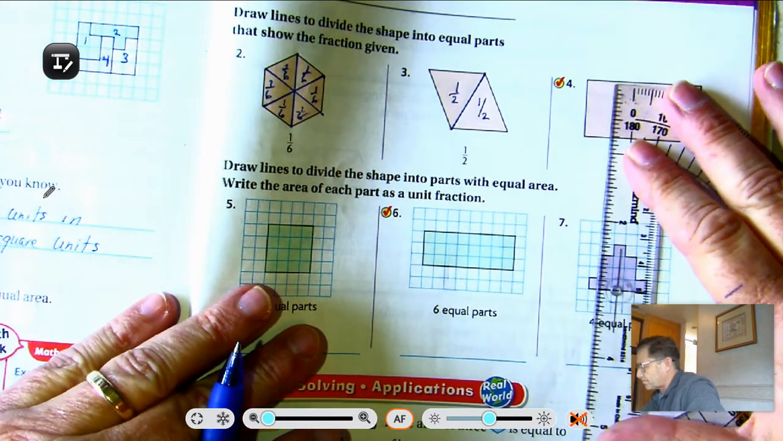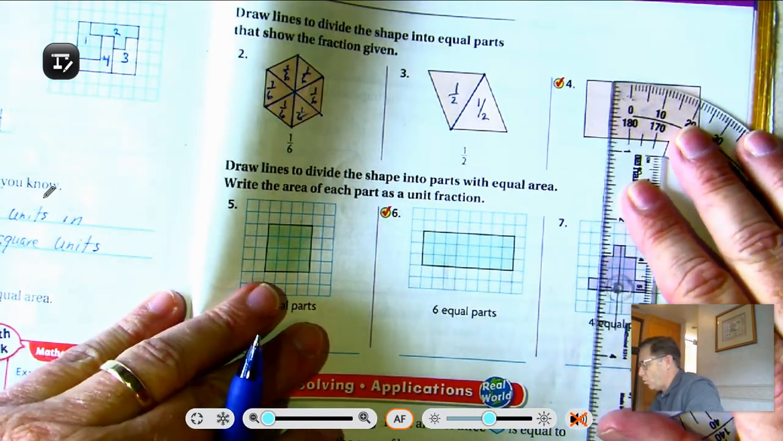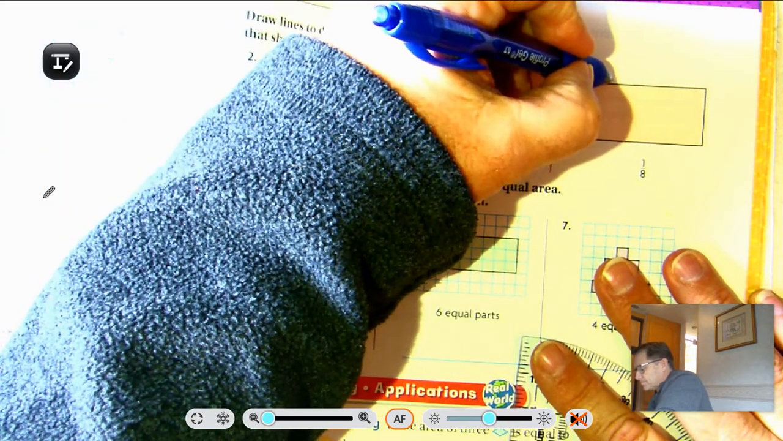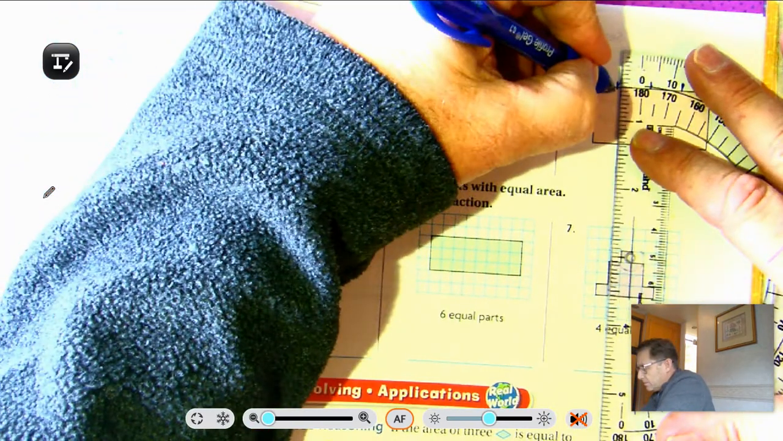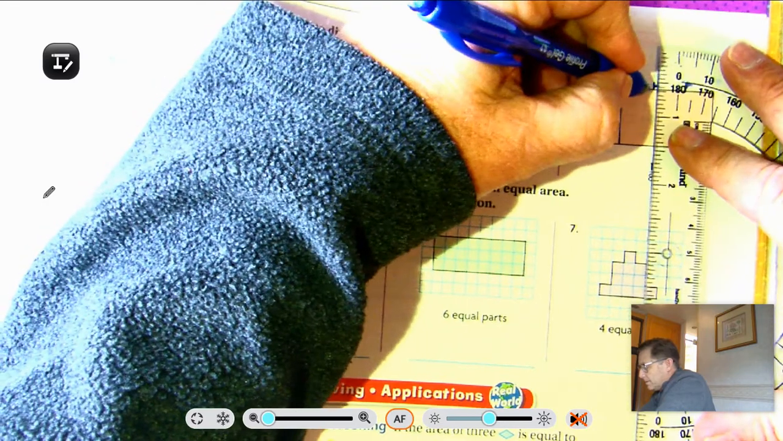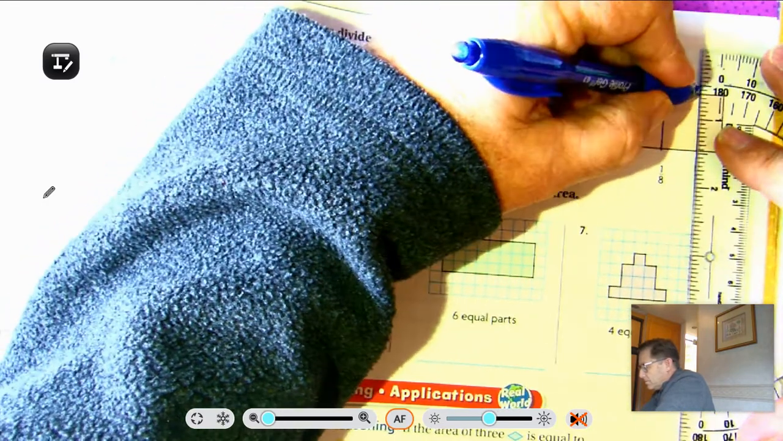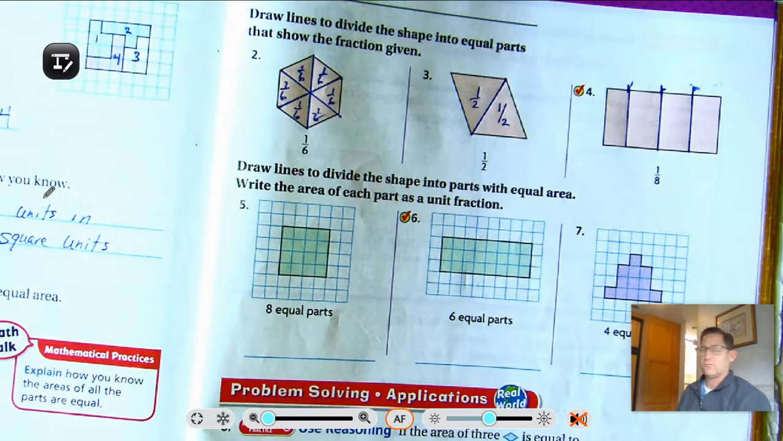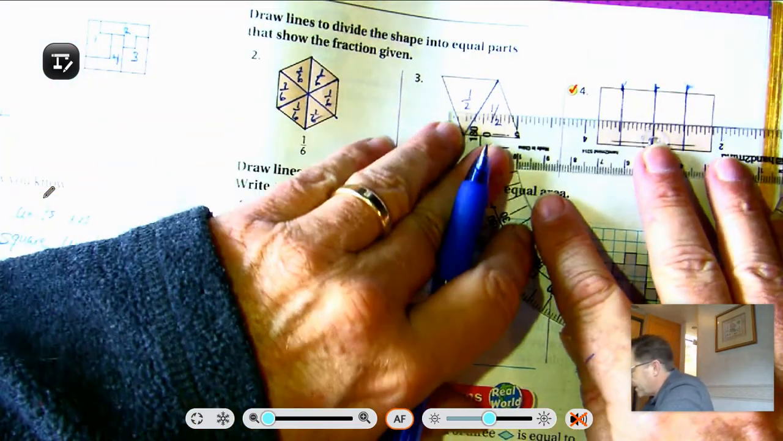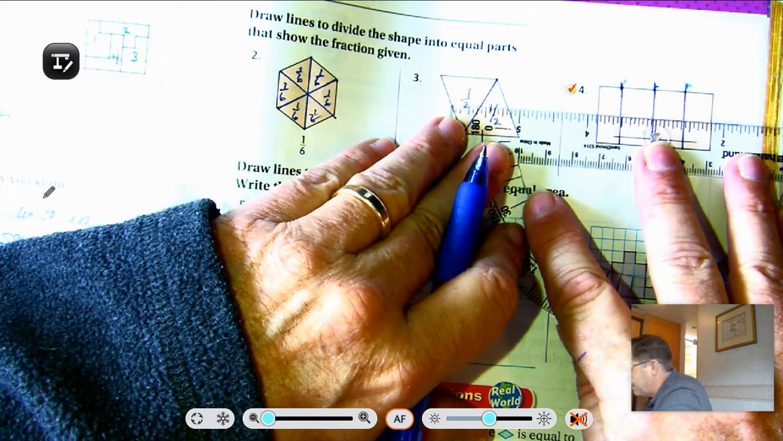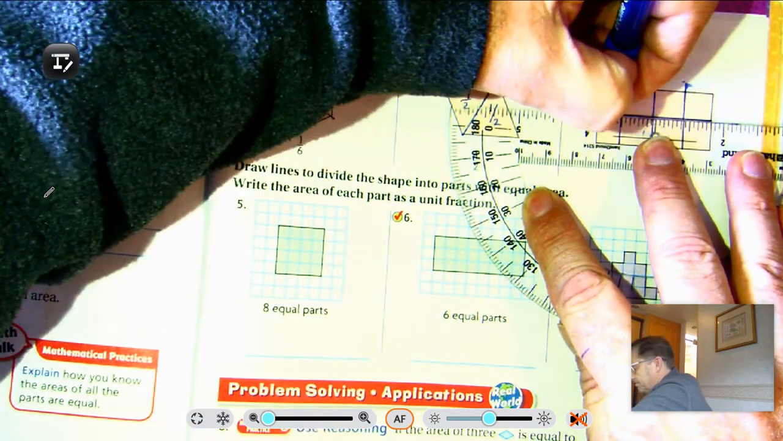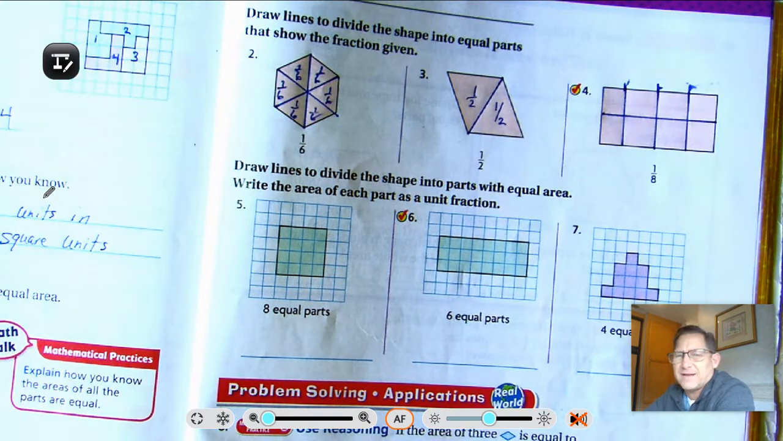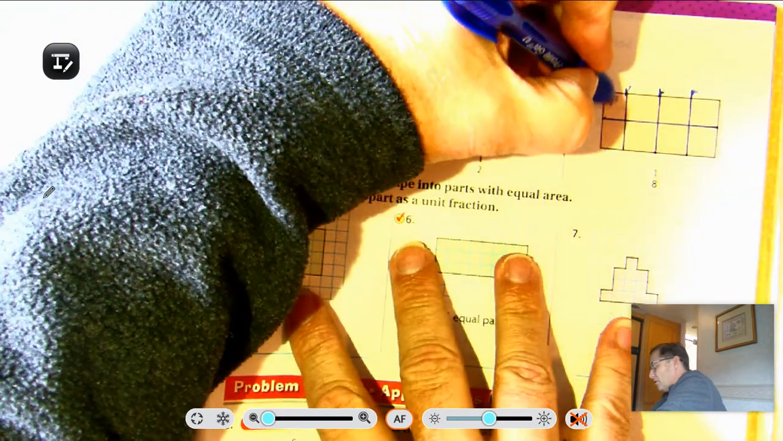Well, let's see. If we had 4 equal pieces, it's pretty close. So 1, 2, 3, 4 equal sections. And if we take those 4 sections and break them in half, or double them, that would give us 8. I might be a little high with my line, okay? But we're going to call each part 1/8.